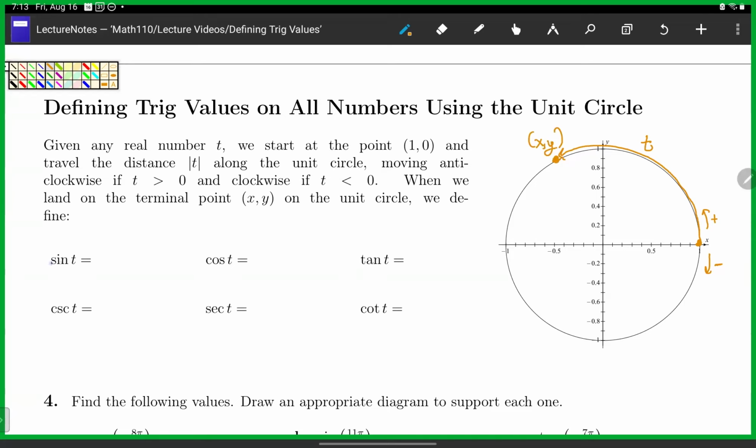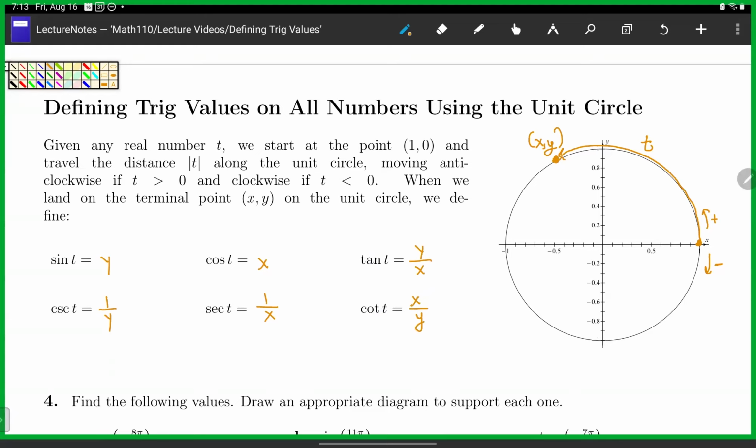then I will define sine of t to be just the y-coordinate where I ended up, cosine of t is the x-coordinate, and tangent of t is the y-coordinate divided by the x-coordinate. All of these other ones are the reciprocals. Cosecant of t is the reciprocal of sine t, so that's 1 over y. Secant of t is the reciprocal of cosine t, so that's 1 over x. And cotangent of t is the reciprocal of tangent t, so that's x over y.